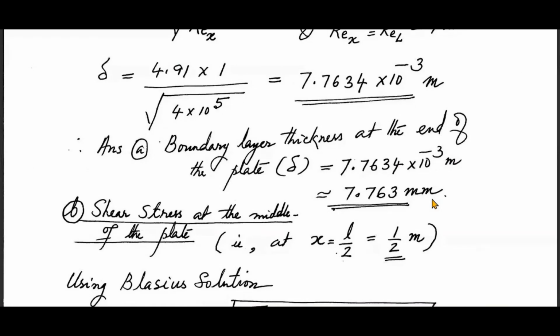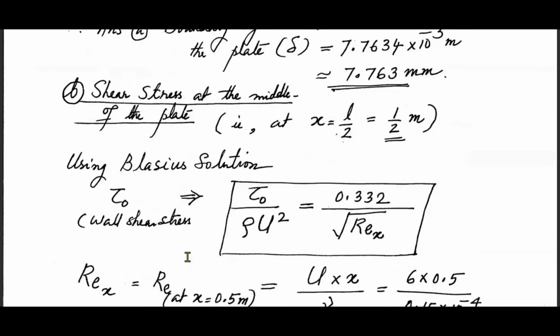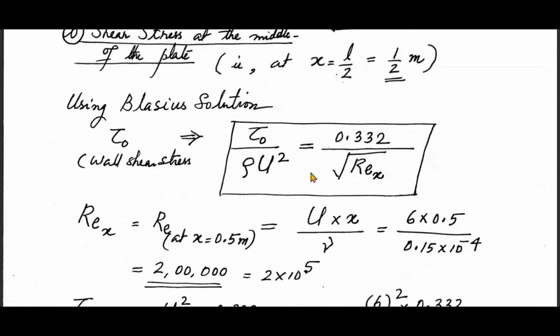Now we consider the shear stress, the second item to be found out. That is the shear stress at the middle of the plate. Shear stress at the middle of the plate means that x is not the total length of 1 meter at the end of the plate. At the middle of the plate, it is L by 2, that is half a meter. And then again, you have a Blasius correlation.